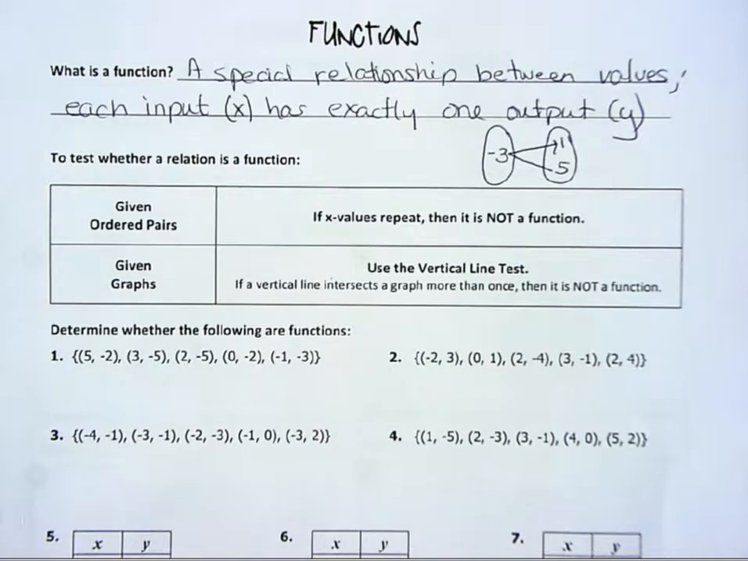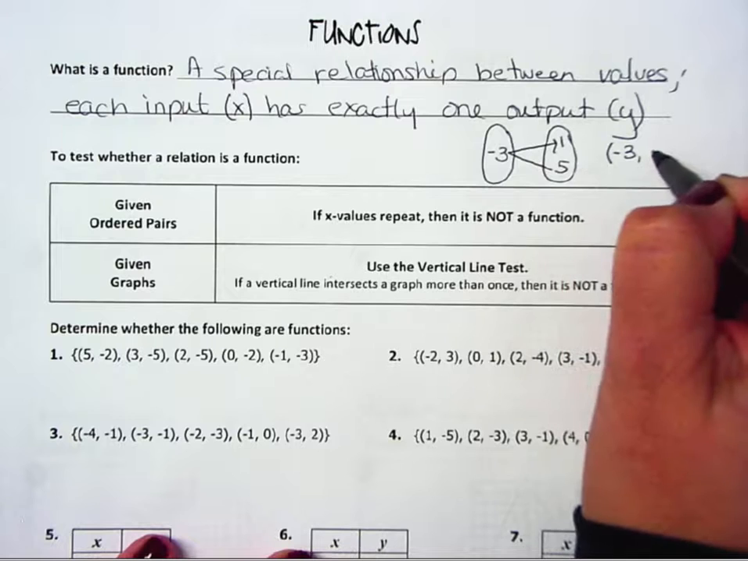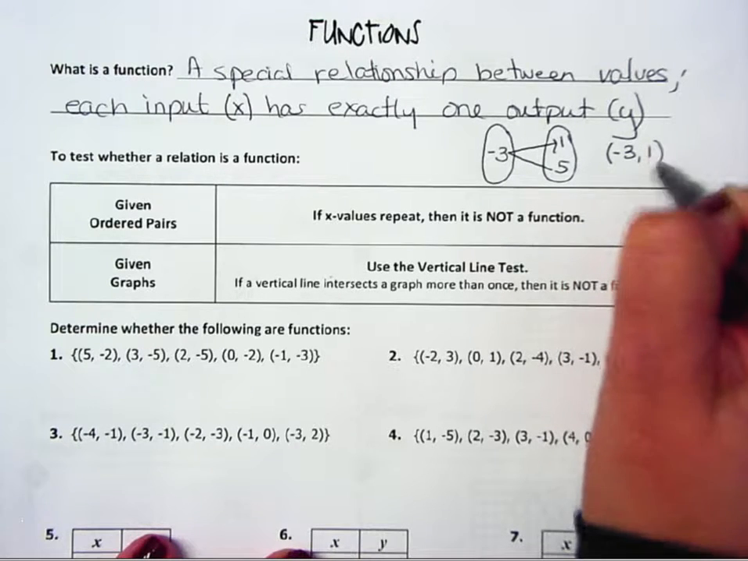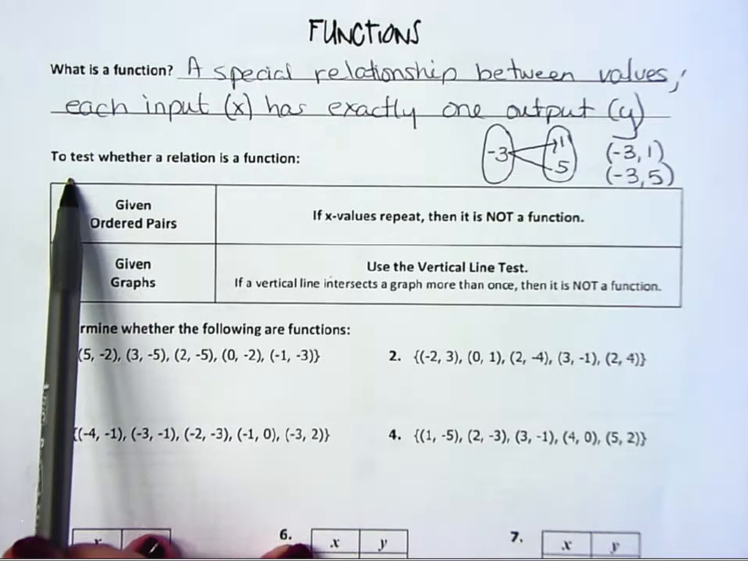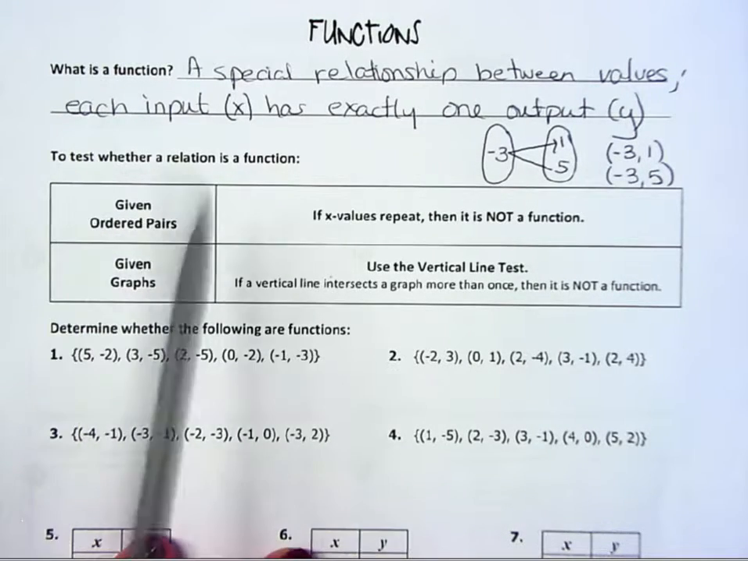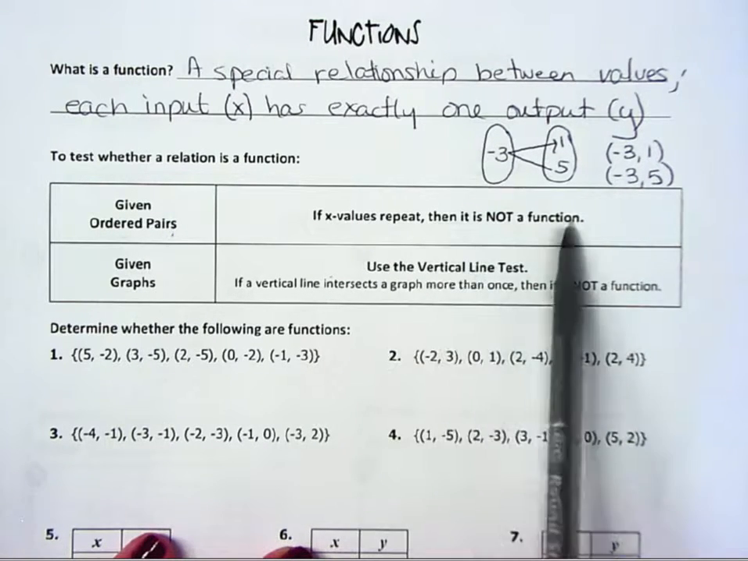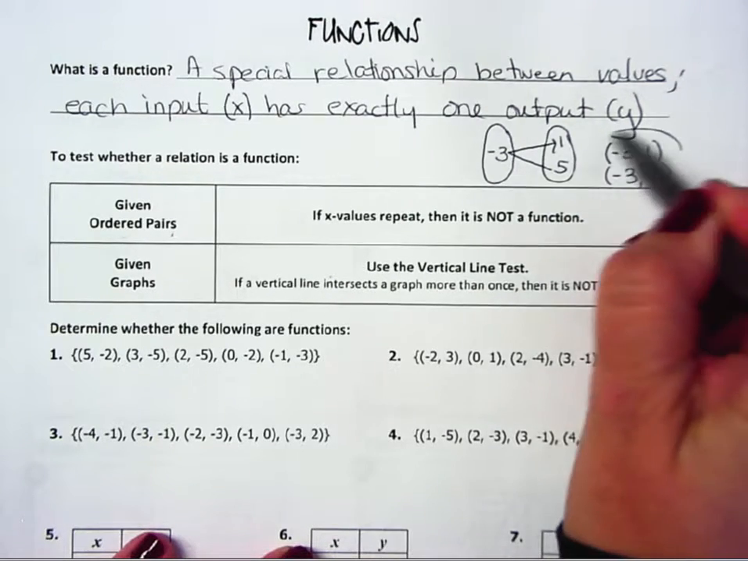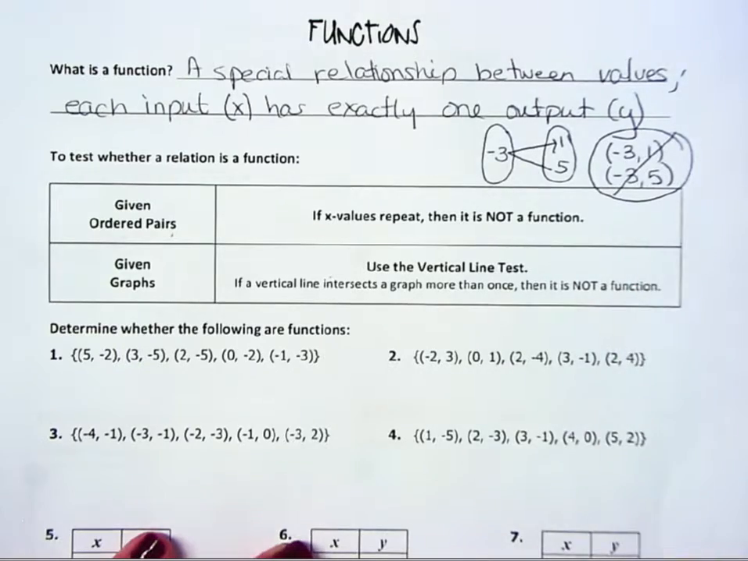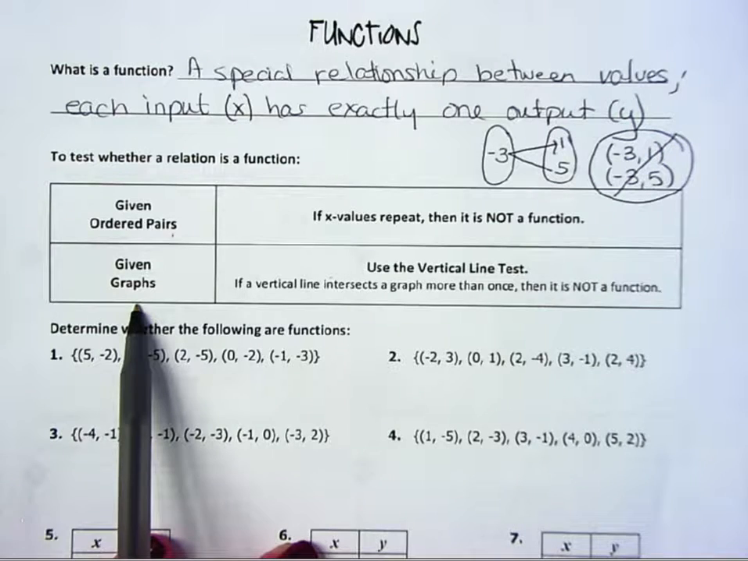When that happens, it would not be considered a function, because in point form, we would have the point (-3, 1) and the point (-3, 5). If we're given ordered pairs, the x values cannot repeat. If the x values repeat, then it's not a function. So those 2 points would not be a function because the x values repeat.